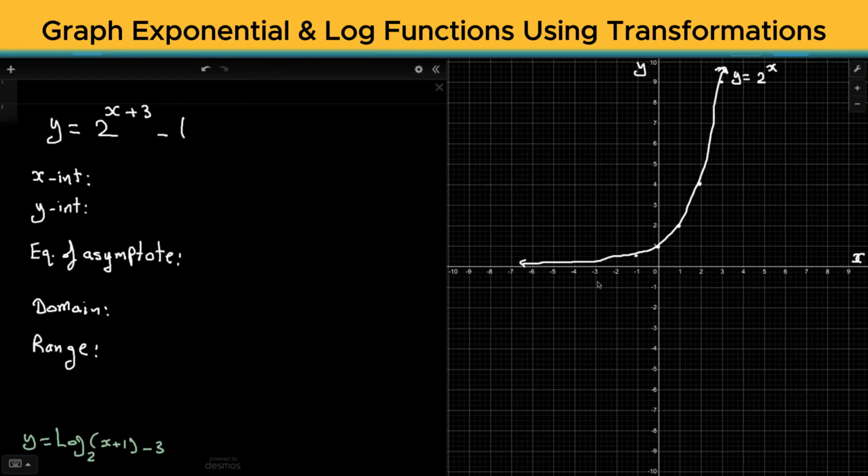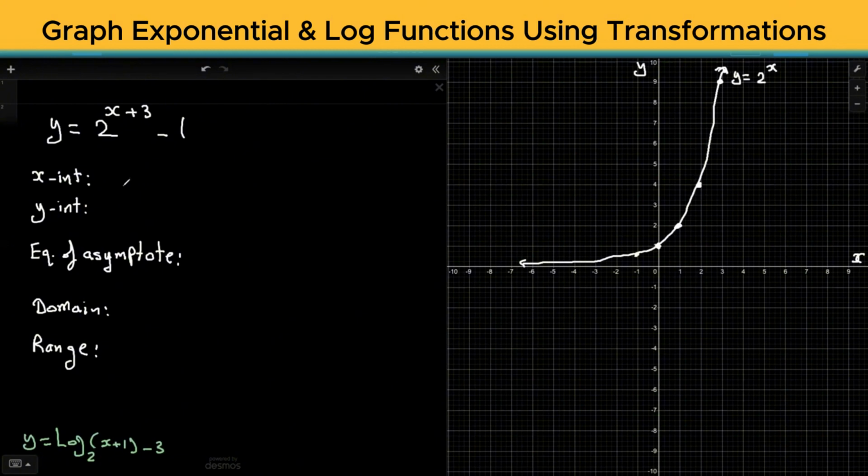And to be very clear, the parent graph is y equals 2 to the power of x. You just do a table of values where, if x is 1, then 2 to the 1 is 2. If x is 2, 2 to the 2 is 4. And if x is 3, 2 to the 3 is 8, and so on. So those are the points that you're using for transformations to be able to graph y equals 2 to the power of (x plus 3) minus 1.